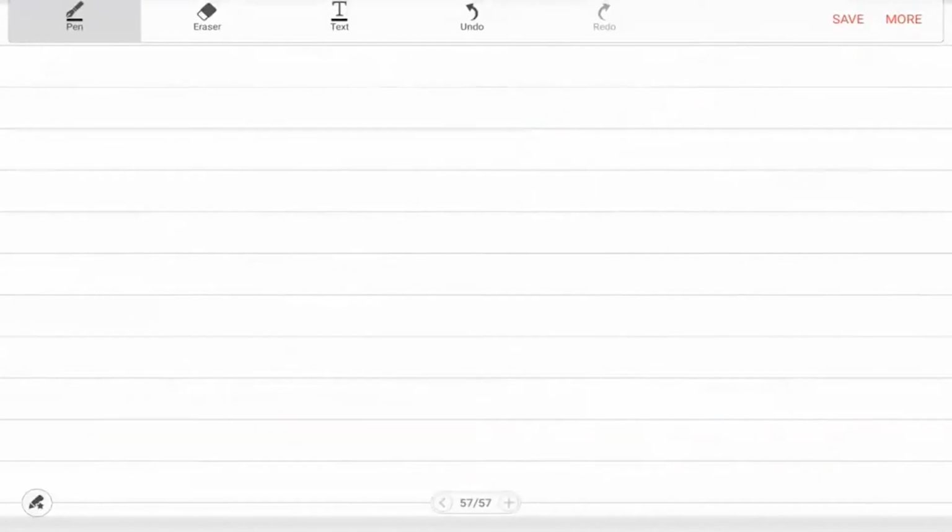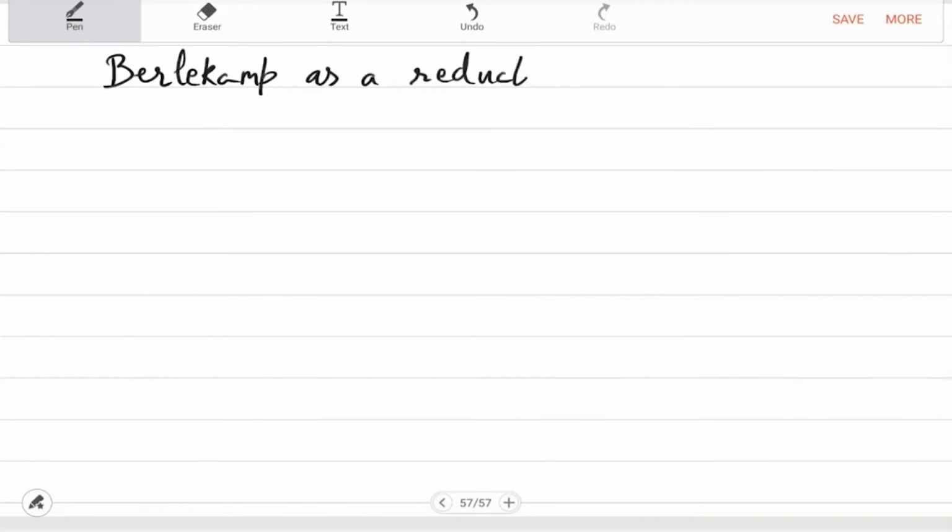Any questions about Berlekamp? So then we will build a bit on Berlekamp because it gives some interesting tools, which will be helpful also in other places. So let me call it Berlekamp as a reduction. What it means will be clear later.